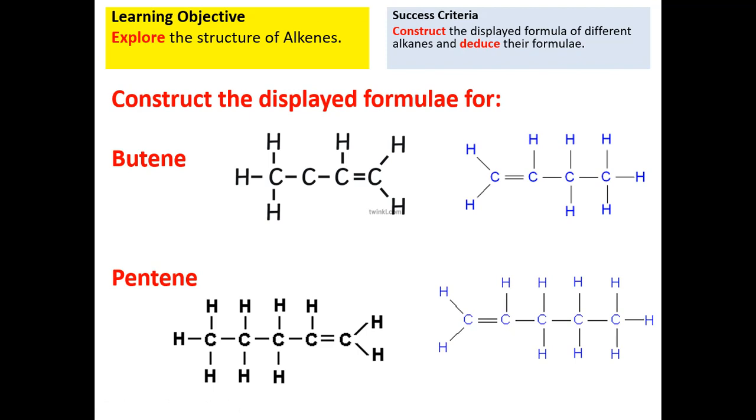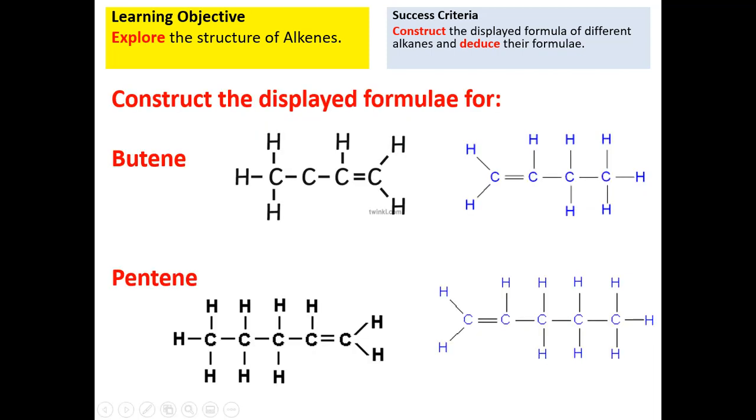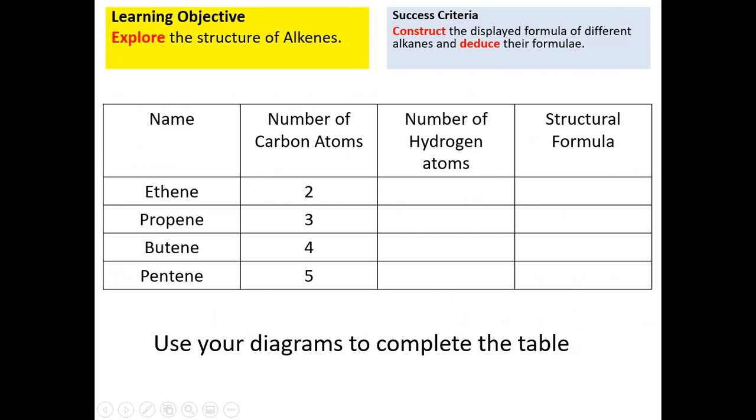If we look at the chemical formula then, so butene here would be C4, and then you count the hydrogens, H8, and then you look at pentene, and that would be C5H10. So in a similar way to before, you need a table, you're going to need another 5 rows underneath as well. And I want you to just draw and complete this table.